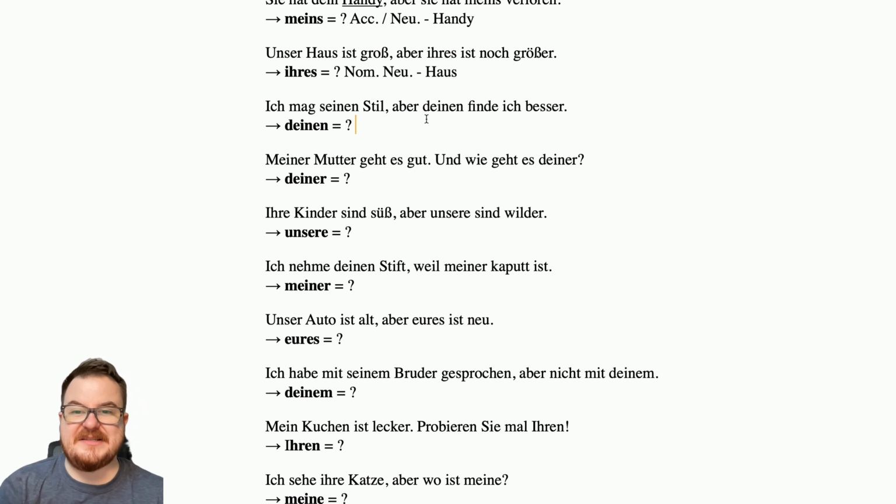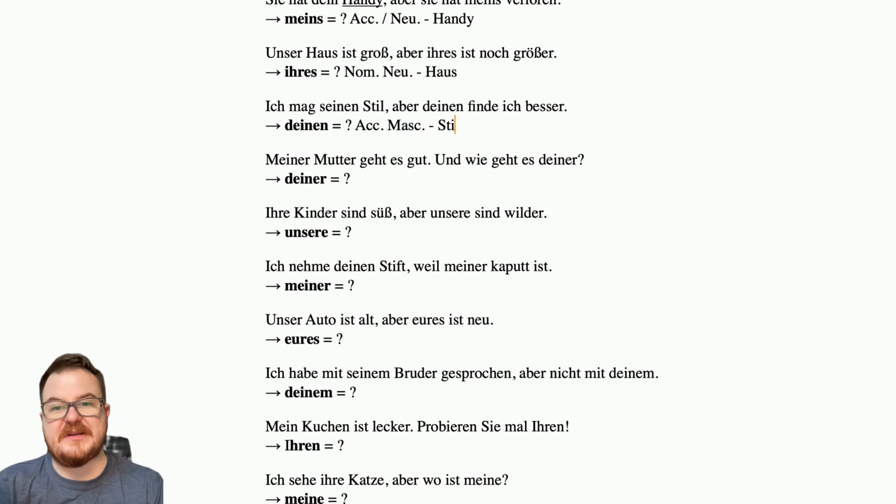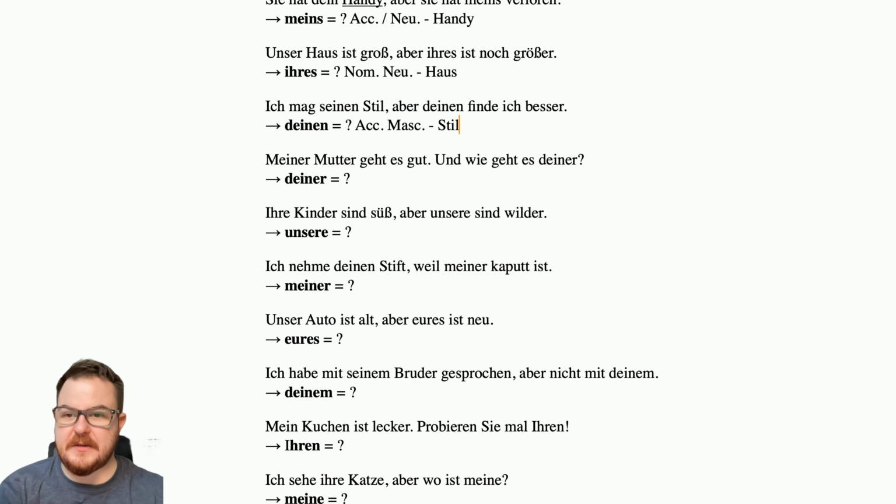Next one, we have deinen. Well, this is actually the accusative because ich is the nominative. So this is accusative, and it's masculine. It's replacing a masculine noun. The masculine noun it's replacing is Stil, style.